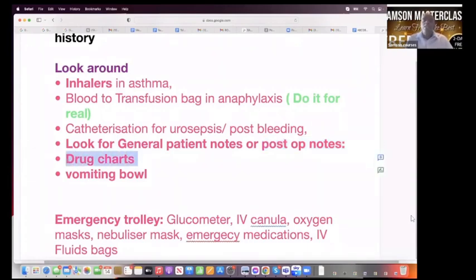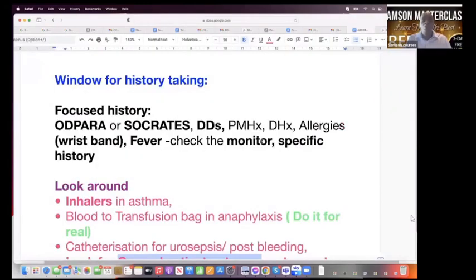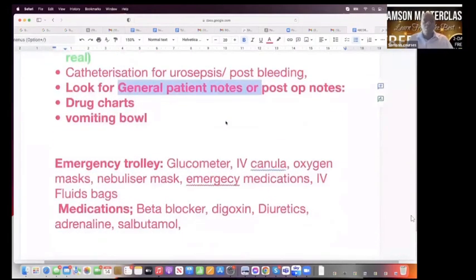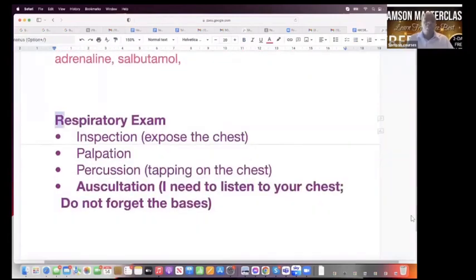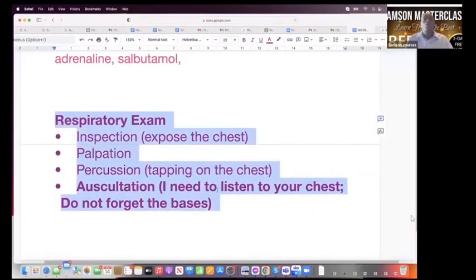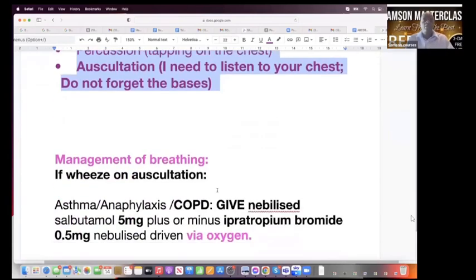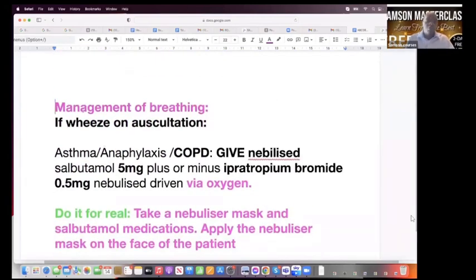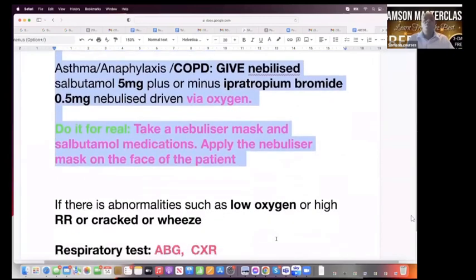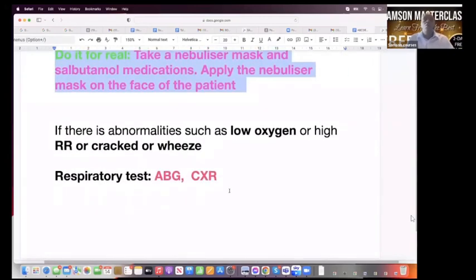I also look at the drug charts to see if you've been given anything that could cause the problems, and also look at the general notes as well. So we just mentioned, any patient postoperatively, we review the drug chart, we review the post-op notes. Now I need to examine you. You examine the patient's respiratory system. Okay, what are you going to find? Normal, because it's an intra-abdominal bleed.